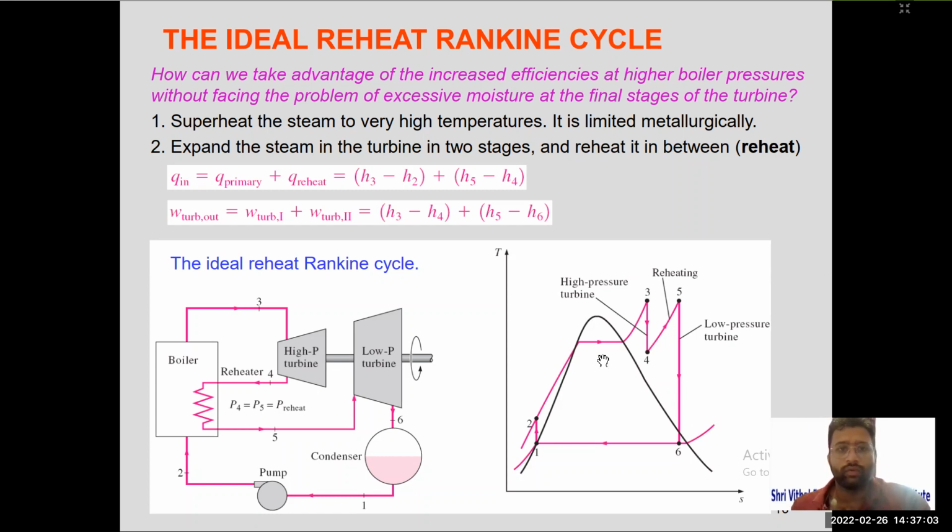Okay, so write down the ideal reheat Rankine cycle. Draw this diagram and draw this TS chart also.